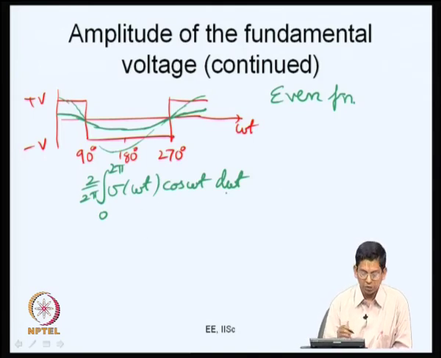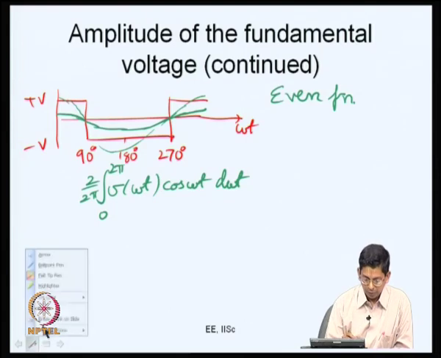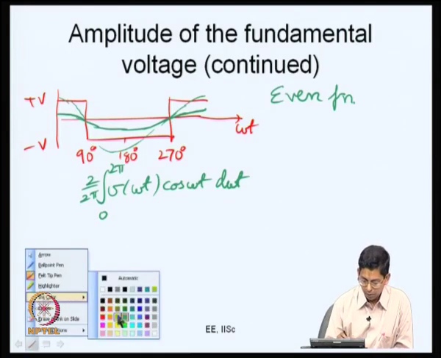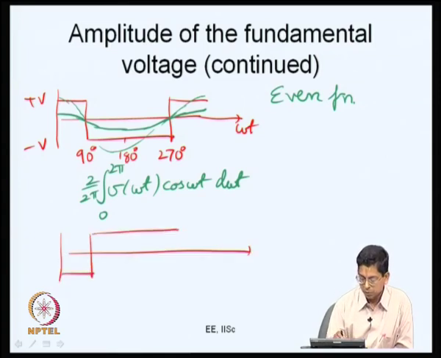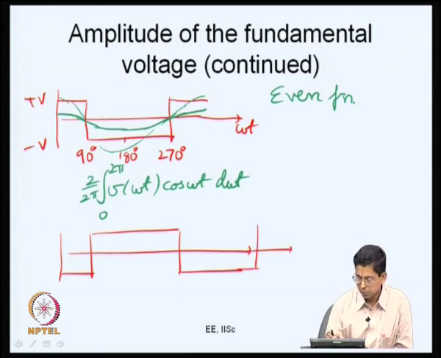So, let us take it more generally. Now, let us say my waveform is something like that. This starts at some angle phi and it goes on till some angle 180 plus phi, or pi plus phi, and this is 360 plus phi.